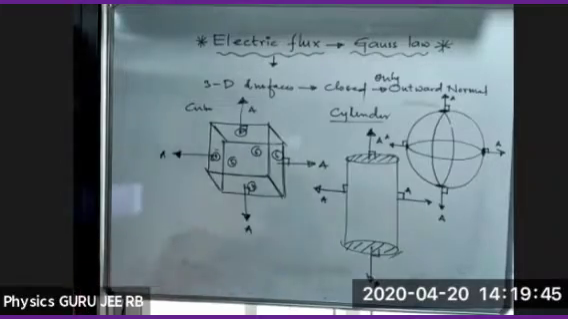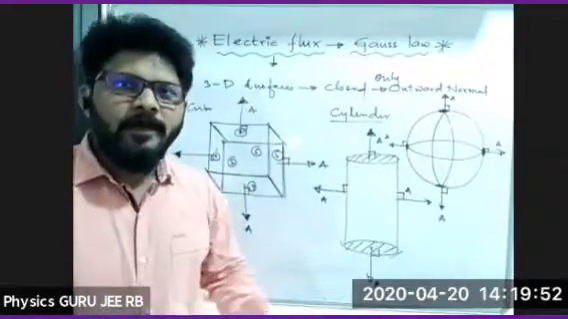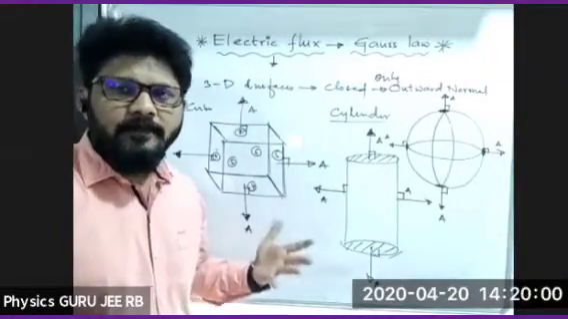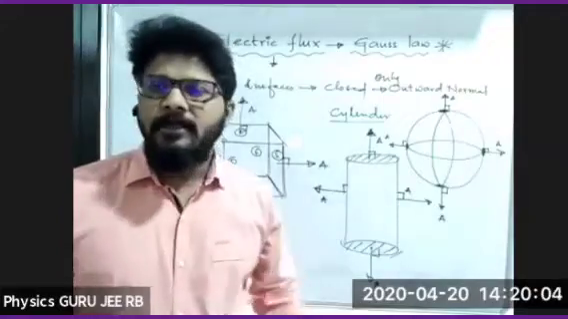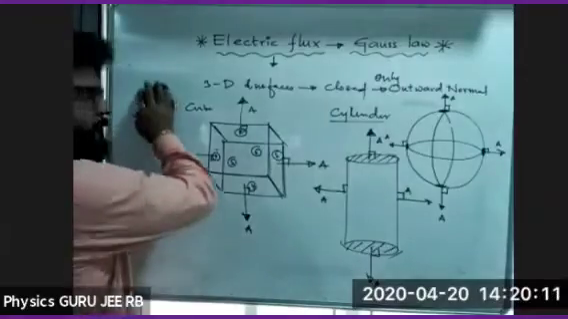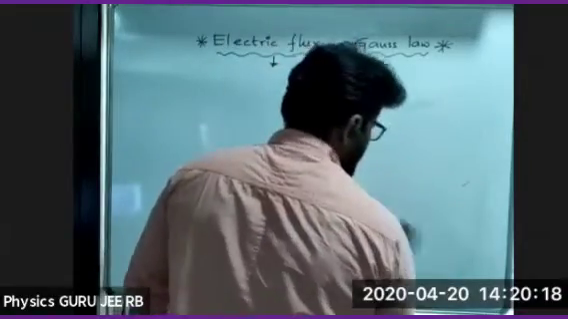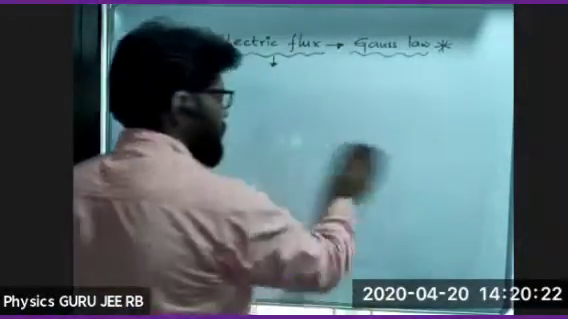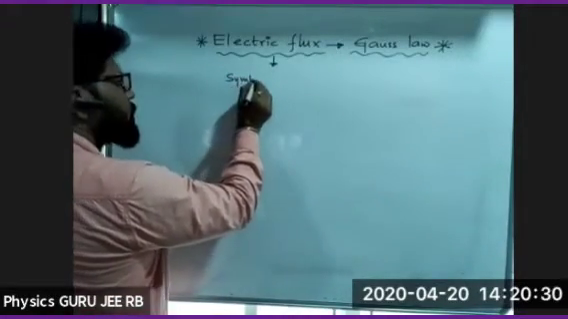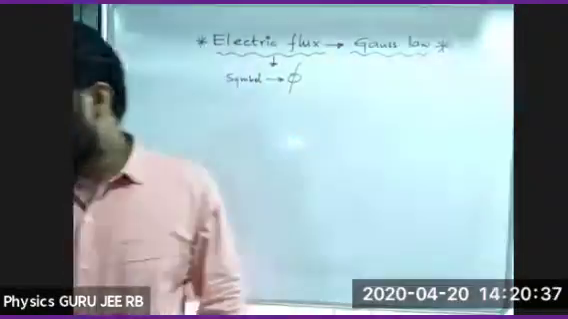Now we will see what electric flux is. To start electric flux, we were discussing how to convert area into a vector. I've shown area as a vector for 2 dimensions and 3 dimensions, and how to take the direction of area. Now we'll start electric flux. First, electric flux is denoted by a symbol called phi. The symbol is phi.